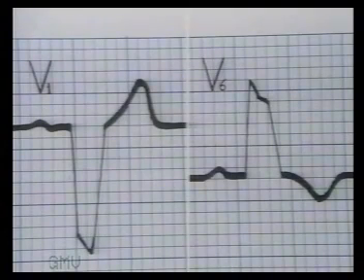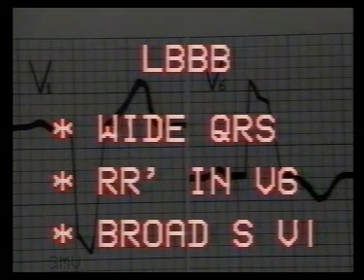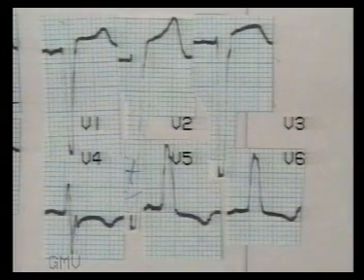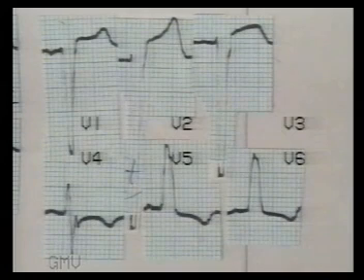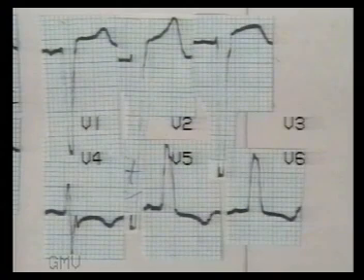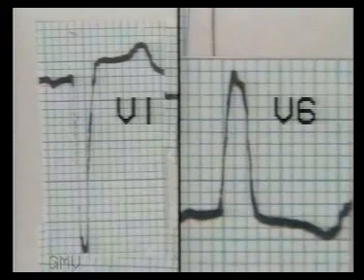To revise, left bundle branch block shows wide QRS complexes more than 3 mm wide, deep and broad S wave in V1, broad R wave or RR' wave in V6, and left axis deviation. This ECG shows wide QRS complexes. The lead V1 shows broad and deep S wave without an initial R wave. The leads V5 and V6 show broad and slurred R waves. So this is left bundle branch block.